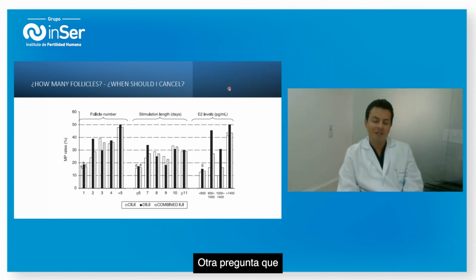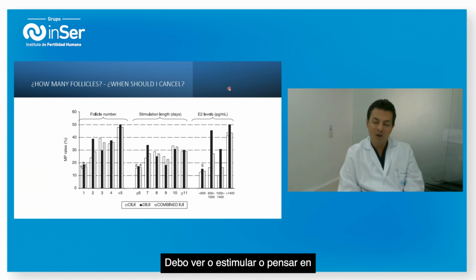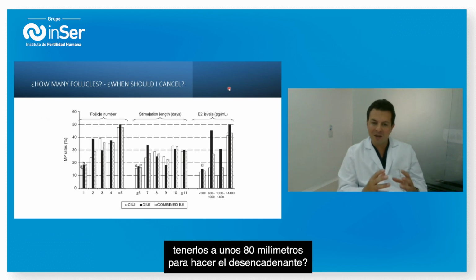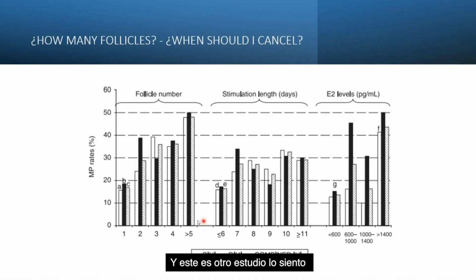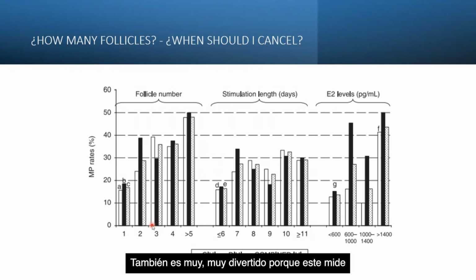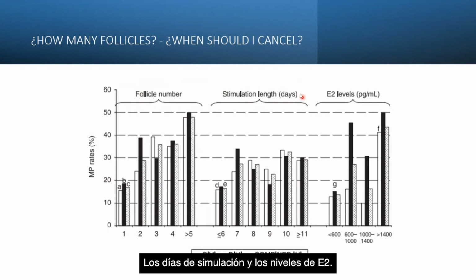Another question that we get a lot is, how many follicles above 18 millimeters should I have to do the trigger, and when should I cancel? And this is another study. I'm sorry I didn't bring the date, but this is from 2016, I think. This one is also very interesting, because it measures the multiple pregnancy rates according to the follicle number, the stimulation days, and the estradiol levels.